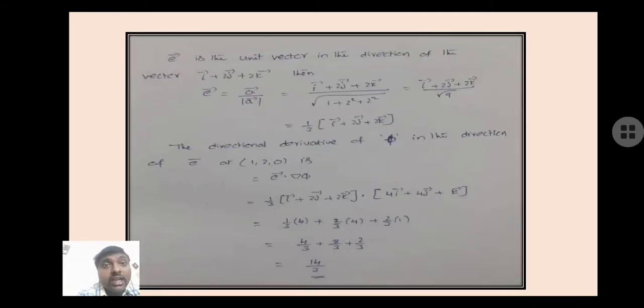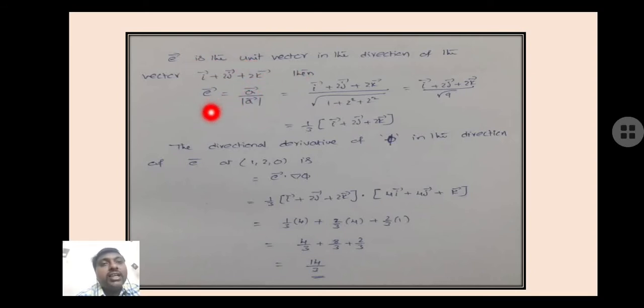Now I can take the unit vector e bar. Here you can observe that e bar is the unit vector in the direction of the vector i bar plus 2j bar plus 2k bar that was given in the problem. Then e bar must be a unit vector. So that's why I am calculating the cap of the given vector. It will be considered as a bar.